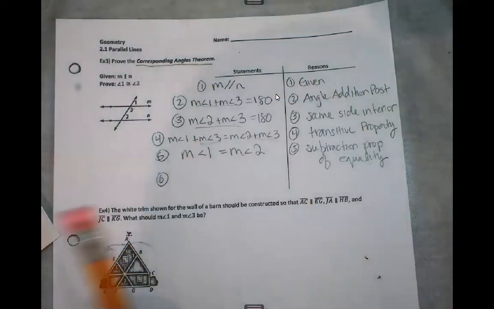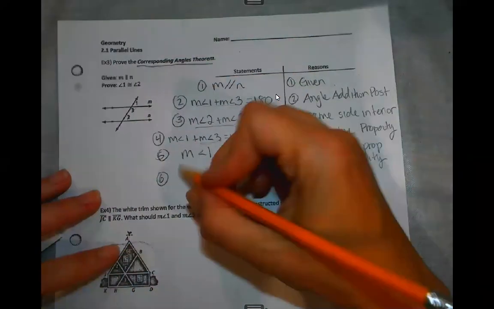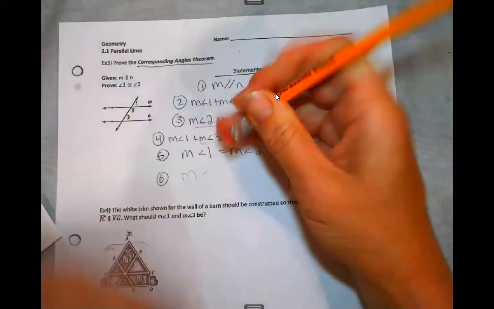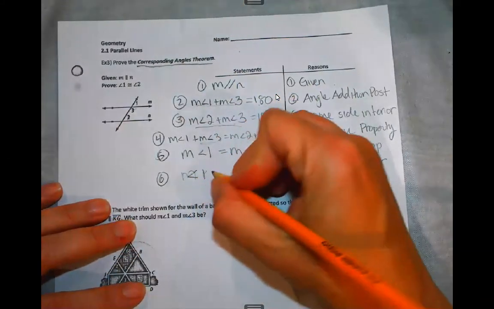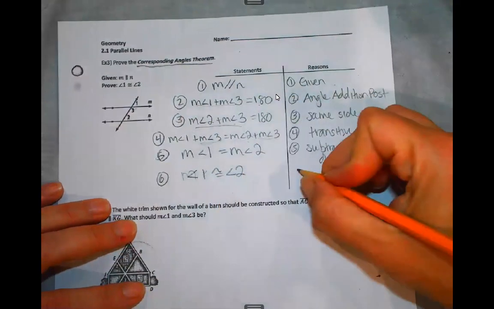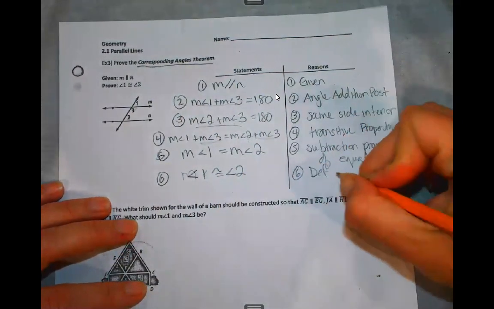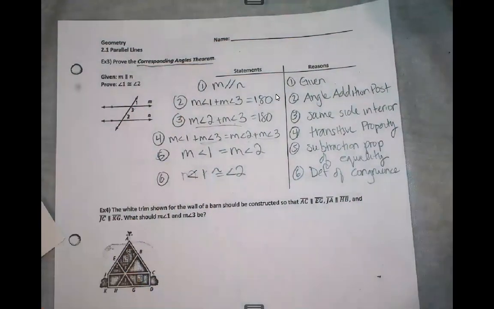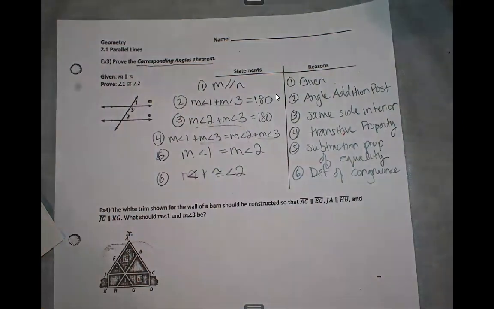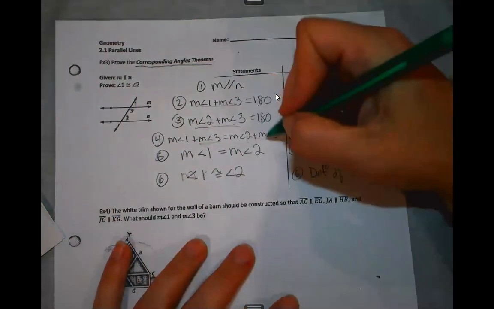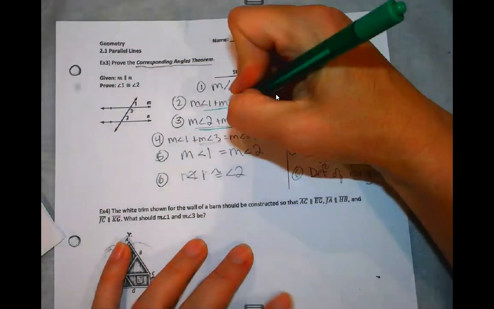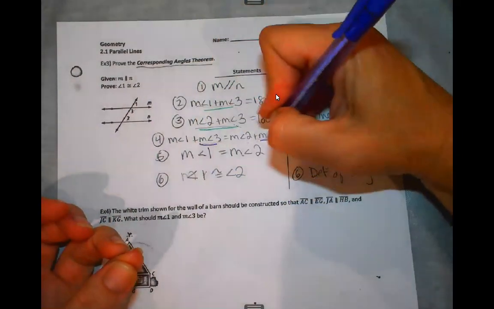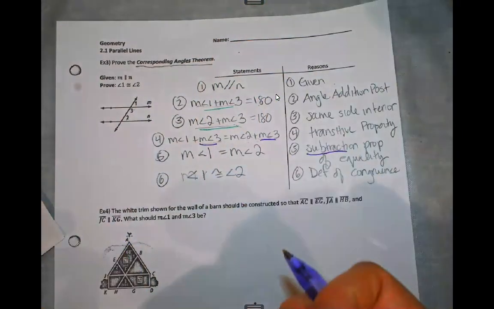And step 6, if they're equal, they're congruent. Oh, not measure anymore. Angle 1 is congruent to angle 2. Definition of congruence. Okay. If you need to pause it, do it. Let me underline the things that I need to. Okay, that's good.